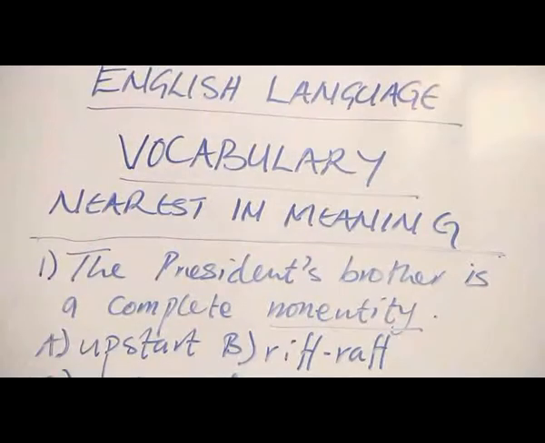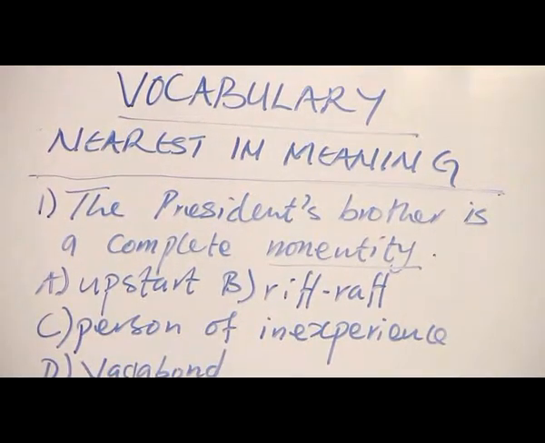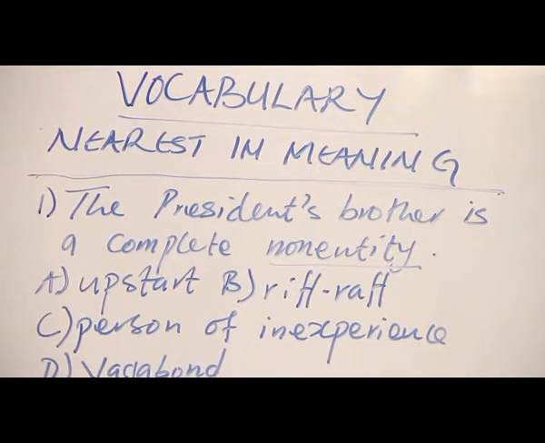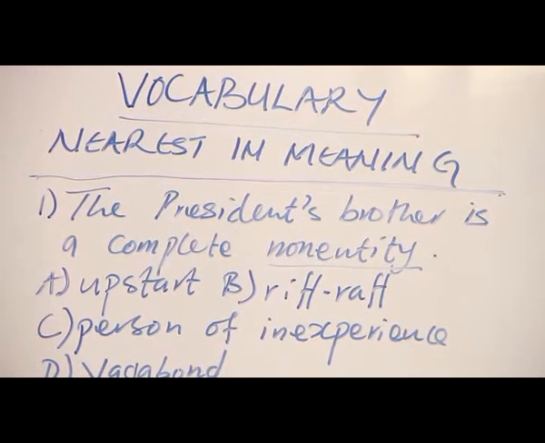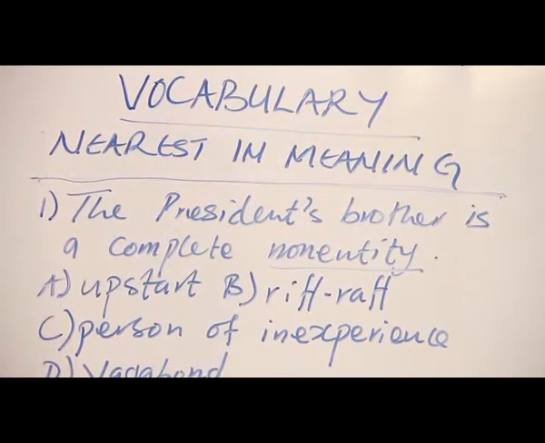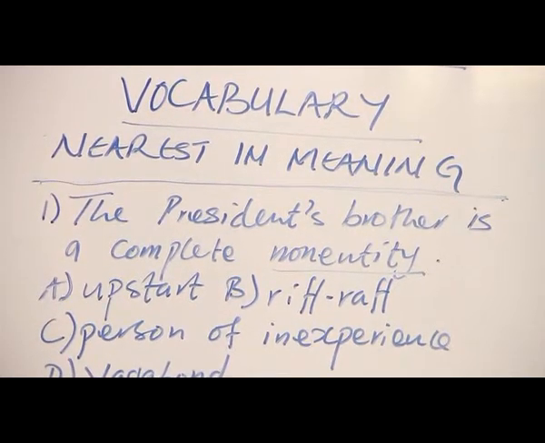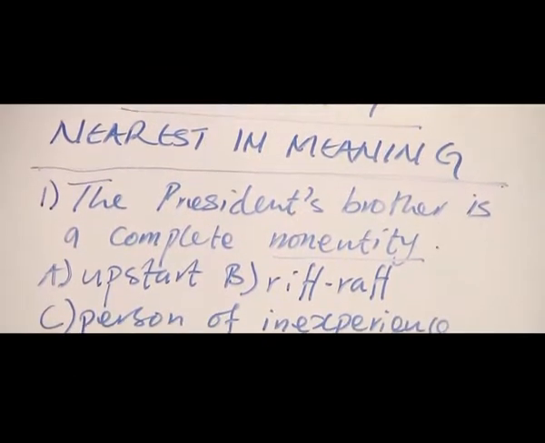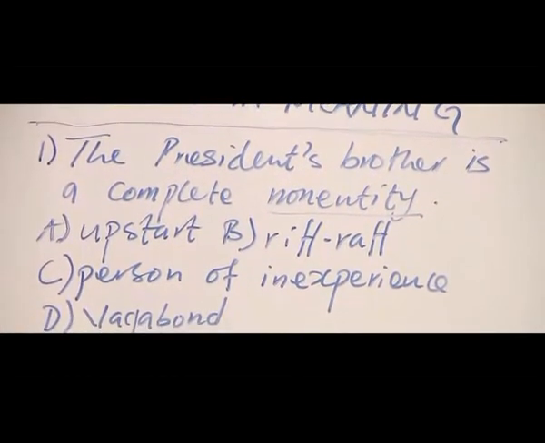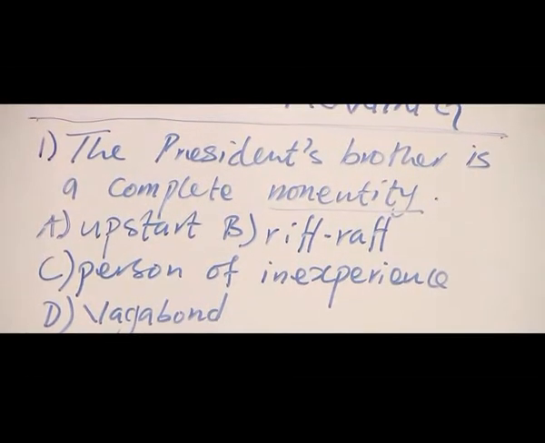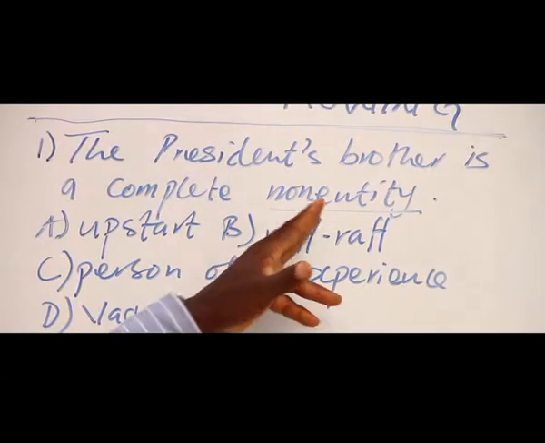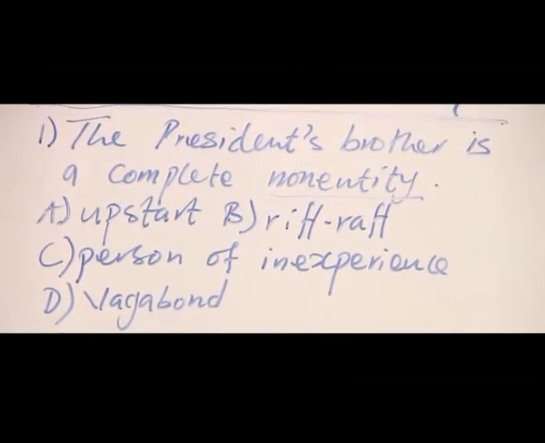Let us start with our questions. We are looking at question 1. The president's brother is a complete nonentity. So what is our answer? Now, if you look at our options, they are all in what I would call the negative. We have B, C, and D that are negatives. An upstart is not necessarily a negative. But if you know the meaning of nonentity, you will know that it is not a positive term.